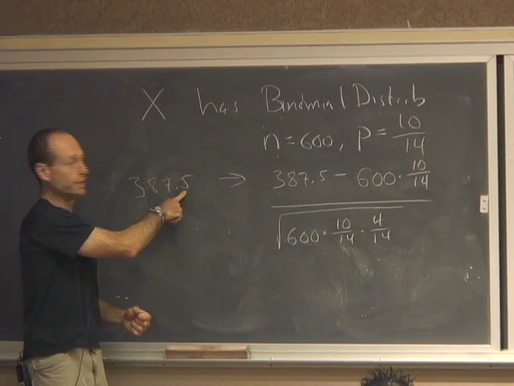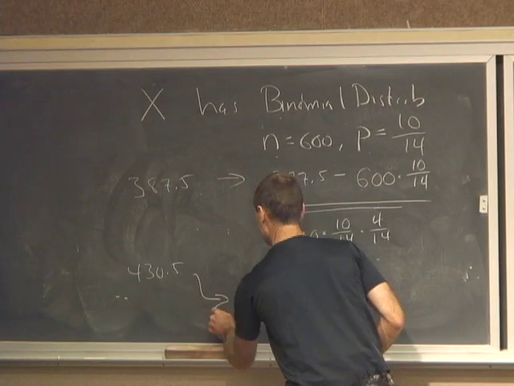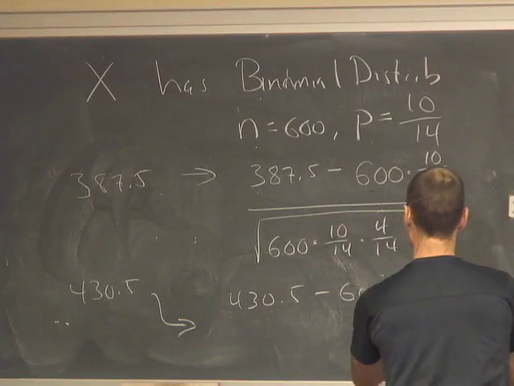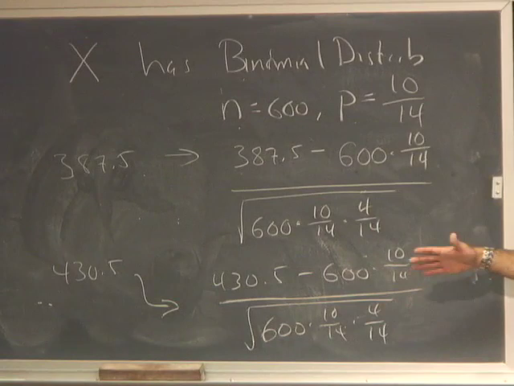And now what's the upper endpoint of the range that we want? It's 430.5. To convert that to standard units, we would have 430.5 minus 600 times 10 fourteenths over the same number, the square root of 600 times 10 fourteenths times 4 fourteenths. So that would be the upper endpoint of the range. This is going to give us two numbers, and then we want to find the area under the normal curve for that range.